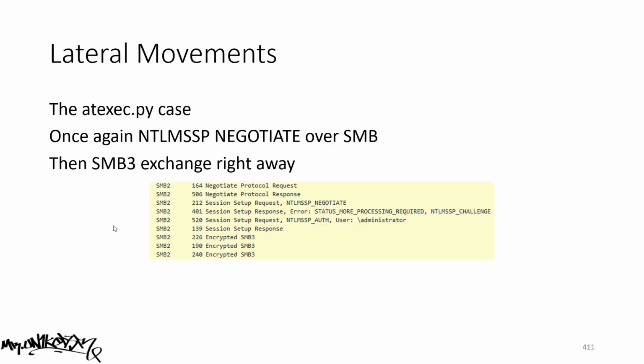The atexec case, it's actually fairly interesting, something that not many people use, but it's actually not that bad. SMB, once again, so if it's not blocked, you're good to go, and you have file transfer immediately over SMB3. What is transferred is the $1 million question. Any idea?